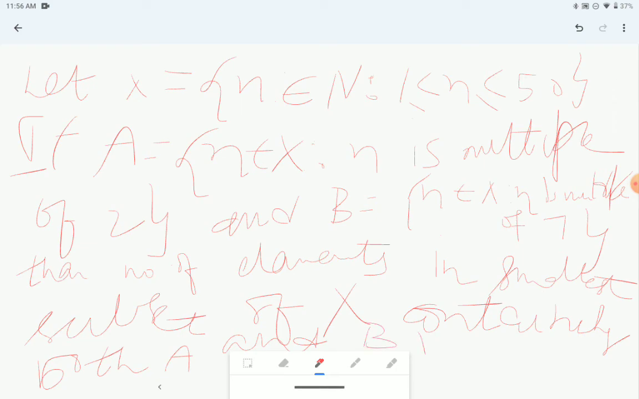This is the question. Let's read it. Let X equal to n belongs to N such that 1 is less than or equal to n less than or equal to 50. That is, n values are from 1 to 50, which includes both 1 and 50, and A is equal to n belongs to X, this set X, such that n is a multiple of 2. That means A starts from 2 to 50. And B starts from 7 to 49 because it should be less than or equal to 50. Then the number of elements in the smallest subset of X containing both A and B, which is A union B.